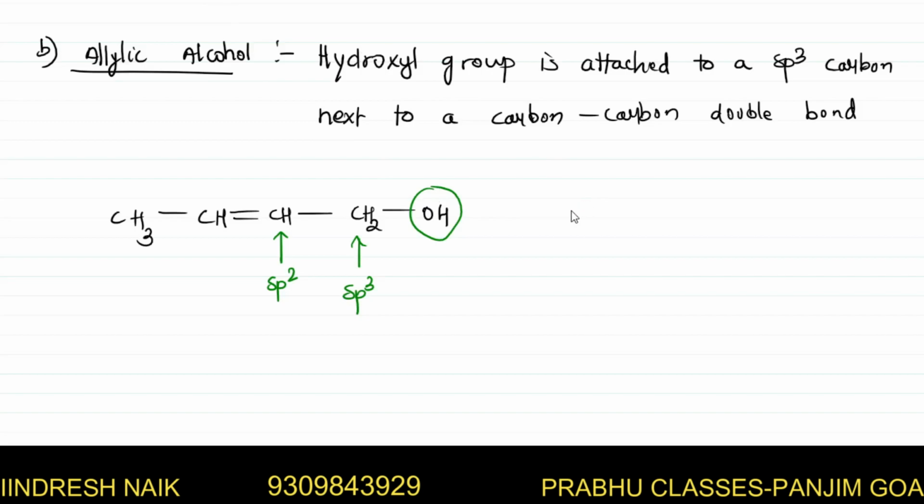I can show more. A bond line structure. In a bond line structure, I can show this. This is also an example of an allylic alcohol. Means the carbon-carbon double bond is there. Here there are two hydrogen. In bond line structure, we don't show this. So this is what it means. It is connected to what? sp3 carbon, and what is this? This is sp2. So next to sp3, there is sp2, and this is what the allylic alcohol is.